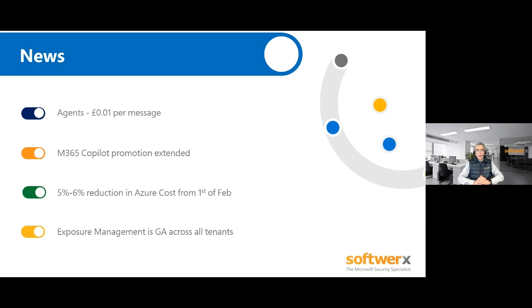For the people who haven't got M365 Copilot yet, the promotion has been extended till the end of June, where you get a discount for 10 licenses or more for the first year. So again, speak to your account manager, explore it.